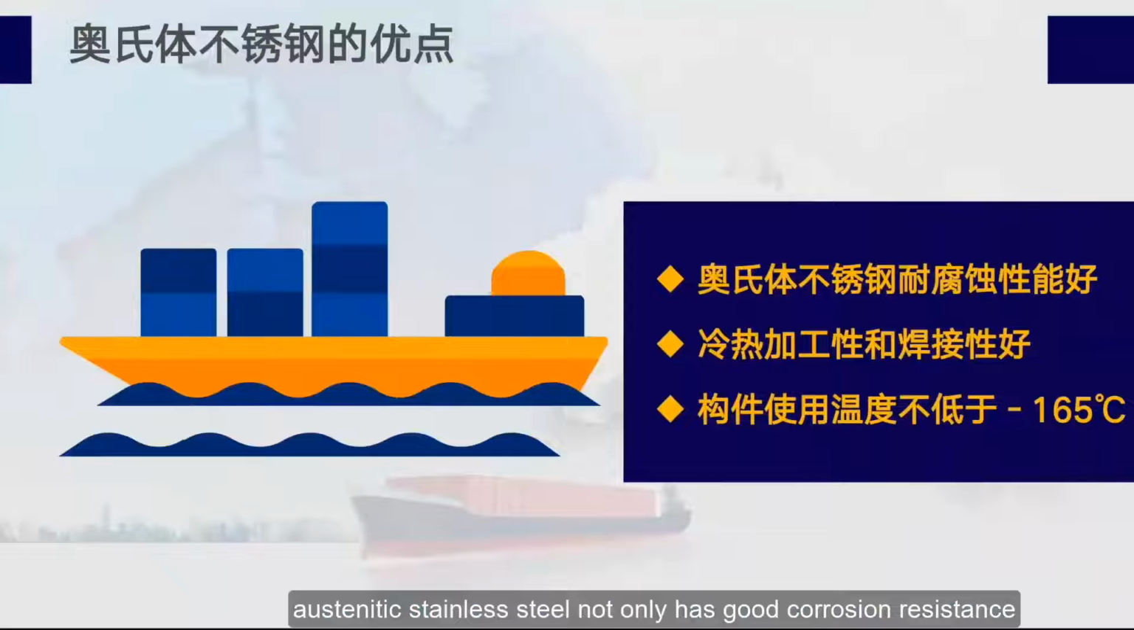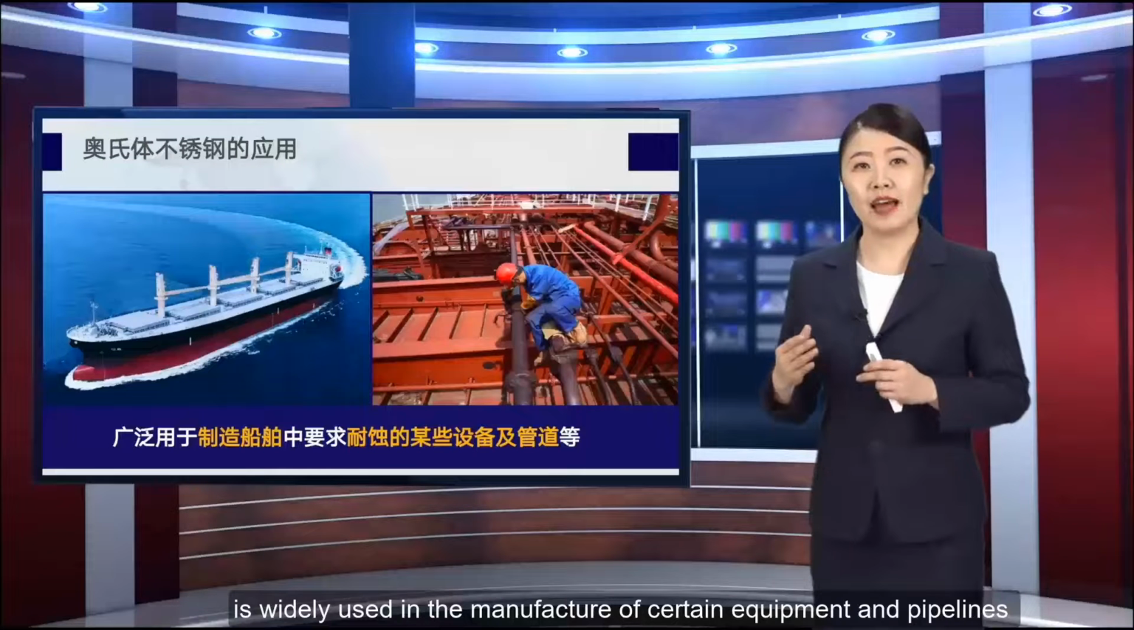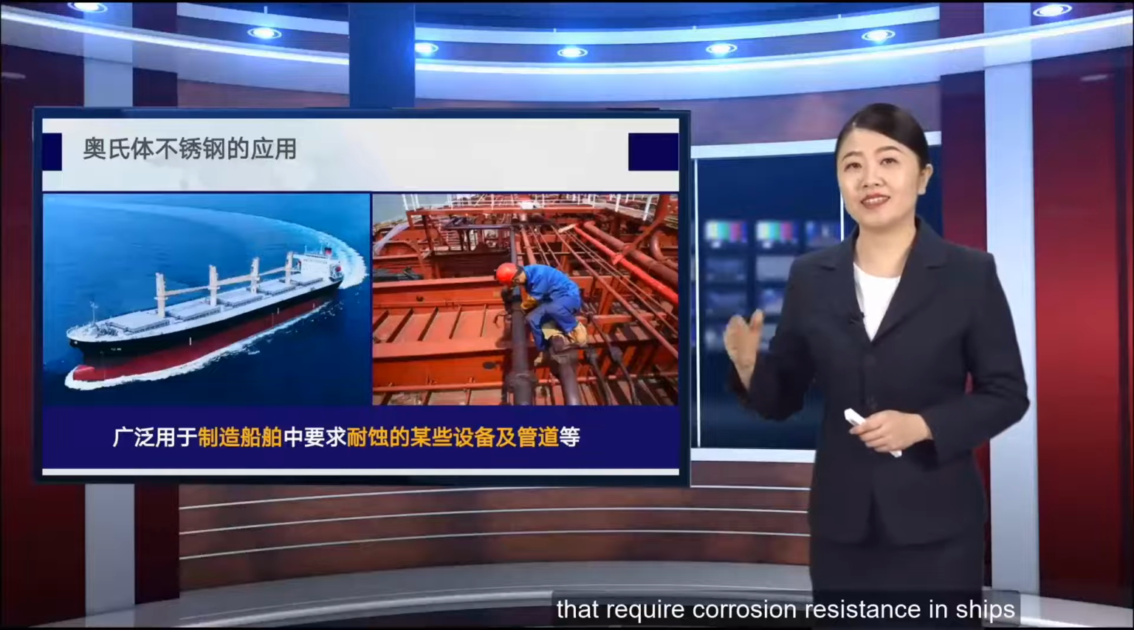Austenitic stainless steel not only has good corrosion resistance, but also has good cold and hot workability and weldability. It is widely used in the manufacture of certain equipment and pipelines that require corrosion resistance in ships.